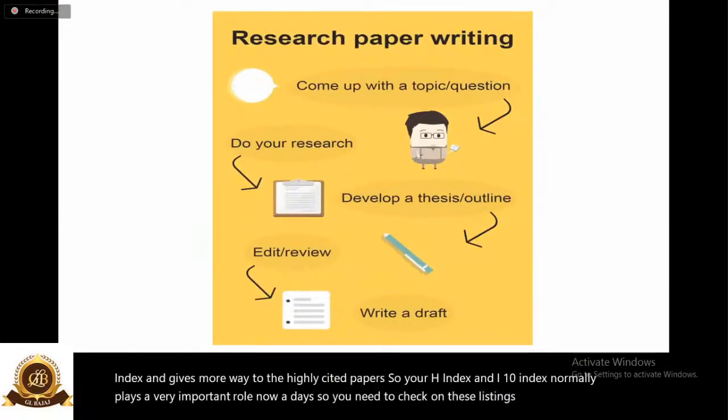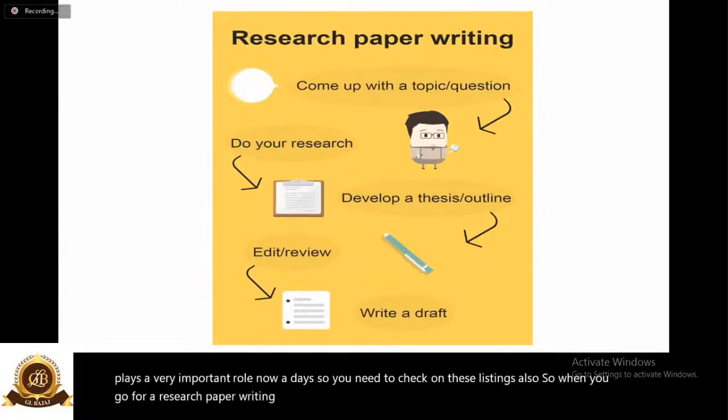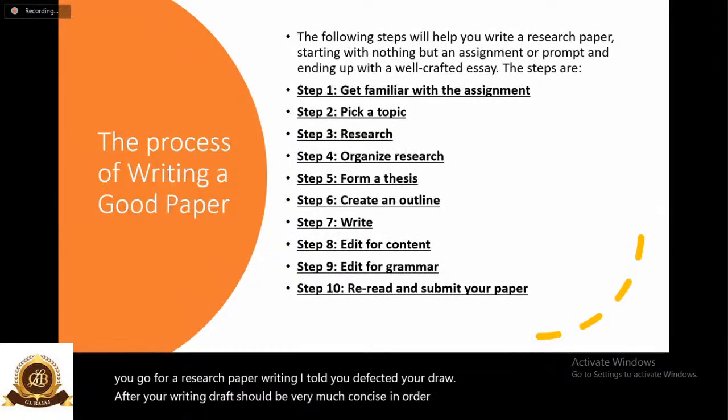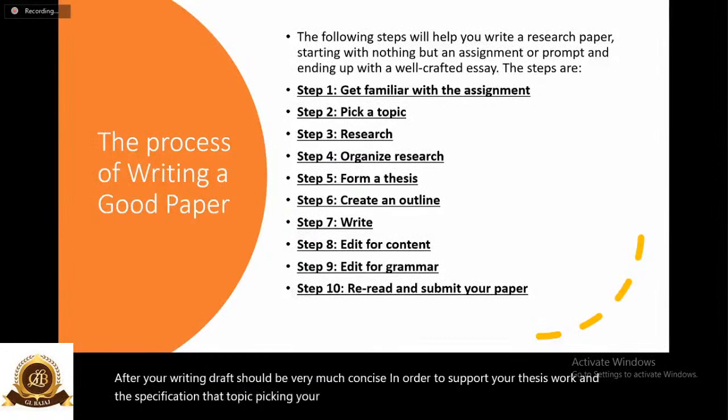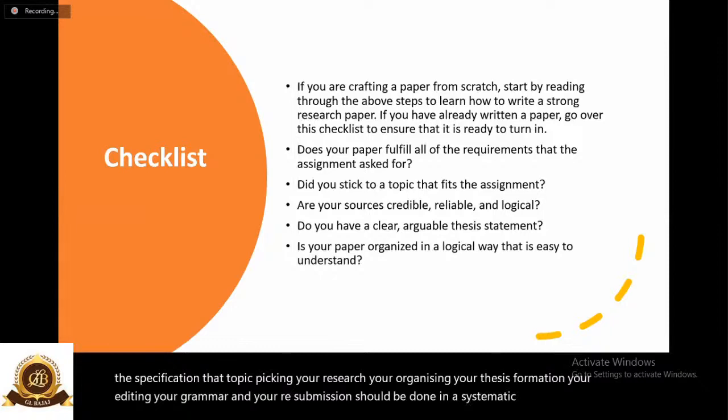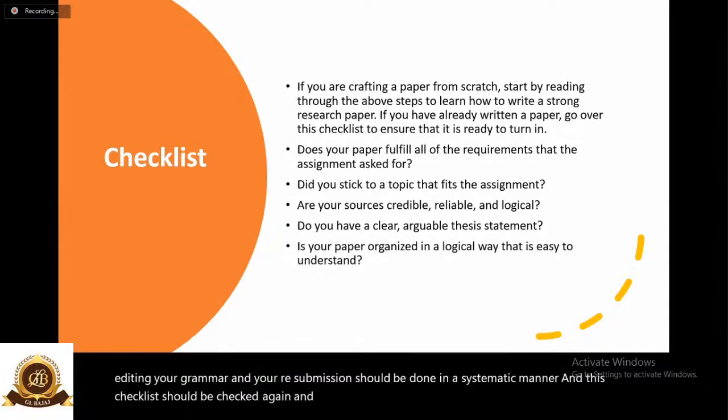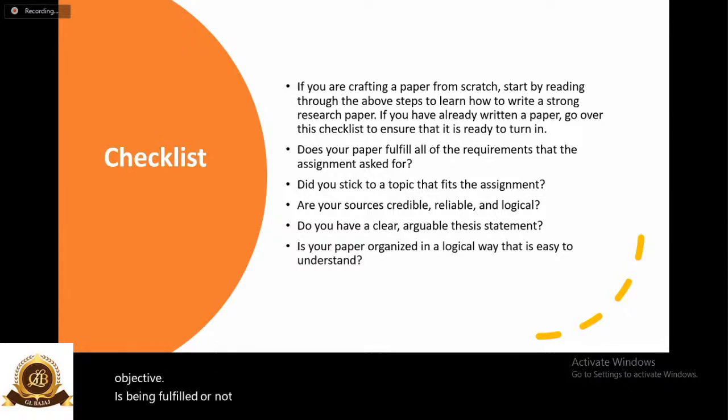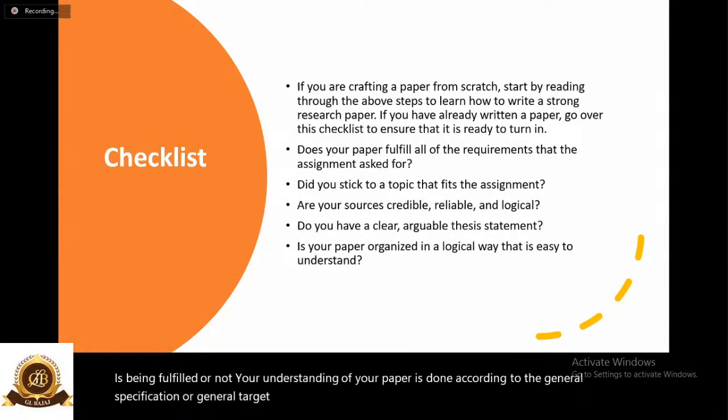So when you go for research paper writing, as I told you, your draft should be very concise in order to support your thesis work. Topic picking, your research, your organizing, your thesis formation, your editing, your grammar, and your resubmission should be done in a systematic manner. And this checklist should be checked again and again: whether your objective is being fulfilled or not, and whether your understanding of your paper is done according to the general target or not.